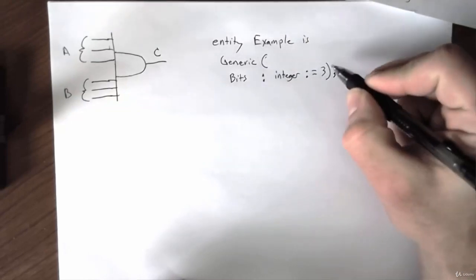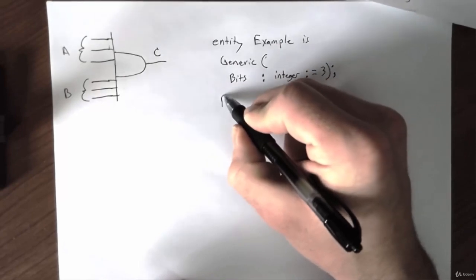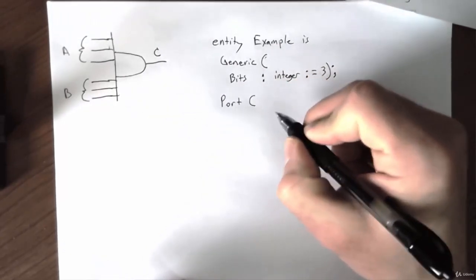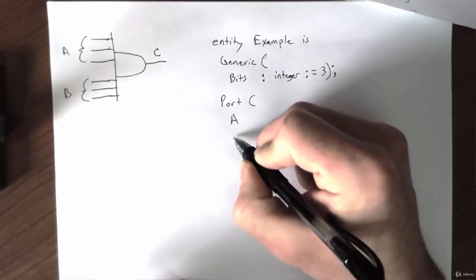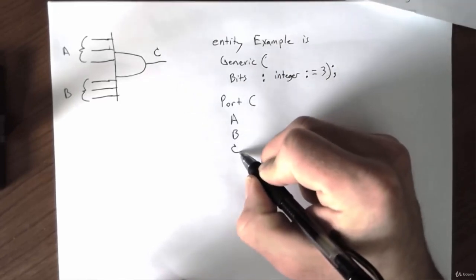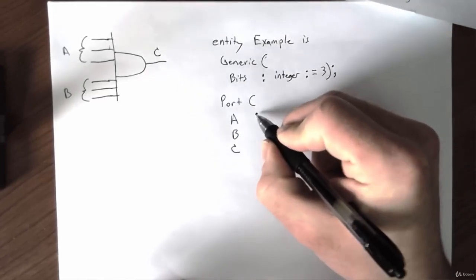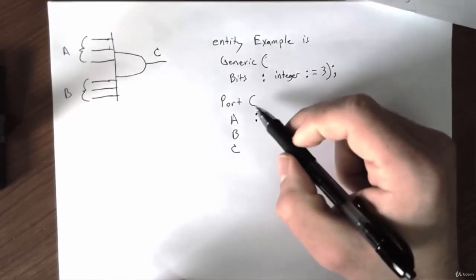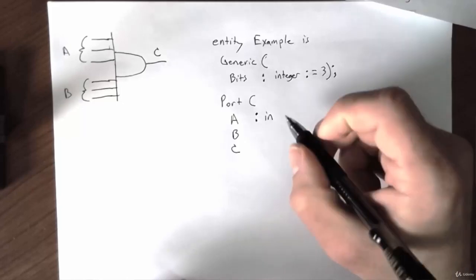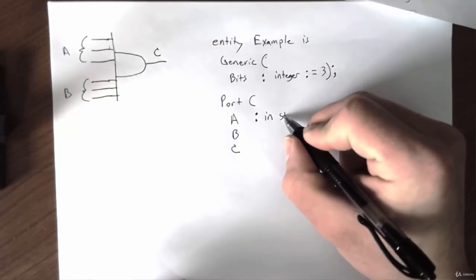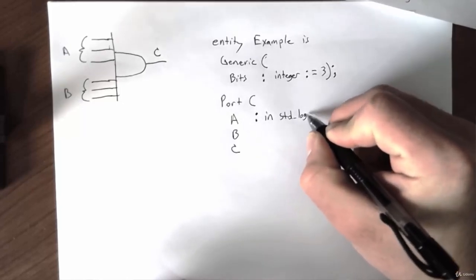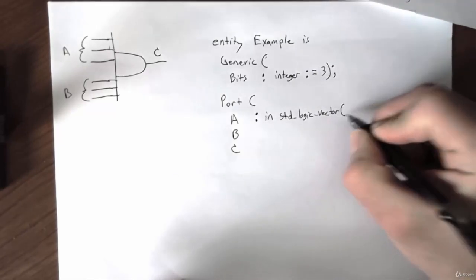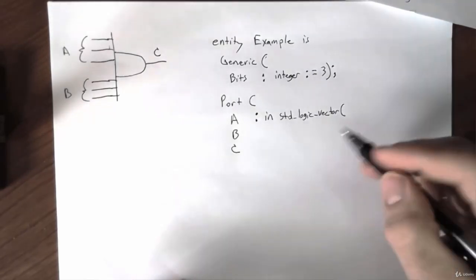and then we close our parentheses and put a semicolon. Now we need to define the port. So we'll go ahead and use the keyword port and open bracket, and we know for our port we have A, we have B, and we have C. And our A is an input, so we give it the keyword in for the direction, because this is the port, not the generic, and we want to give it the data type, so we're going to say it's a standard logic vector.